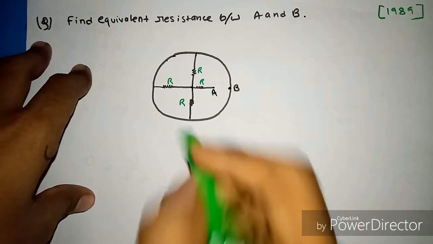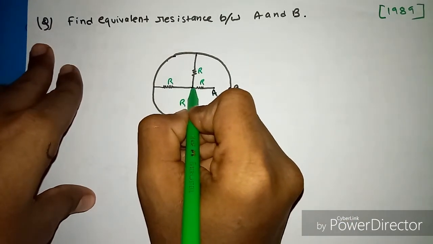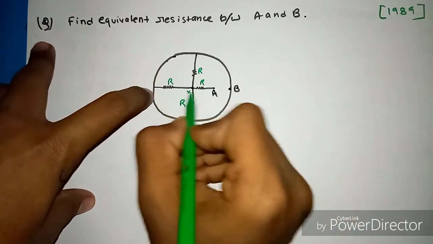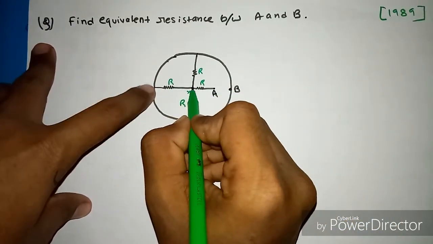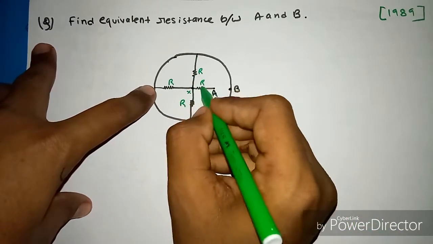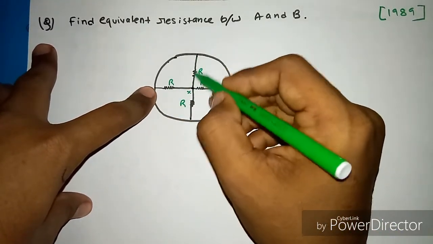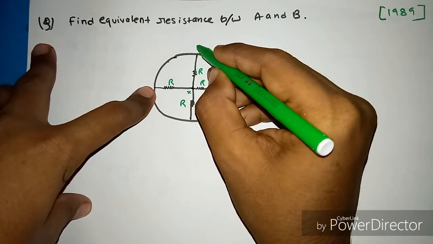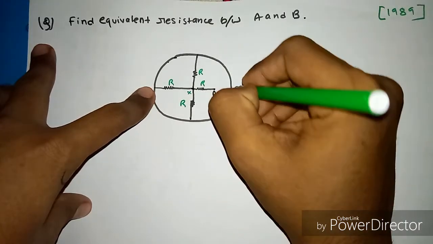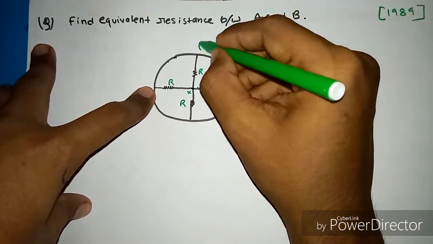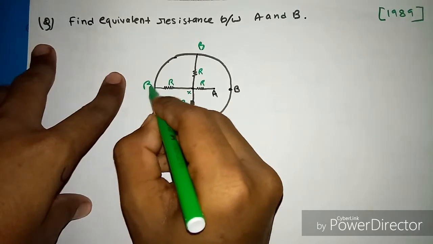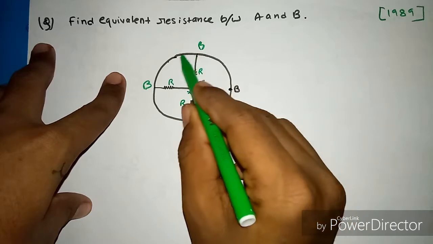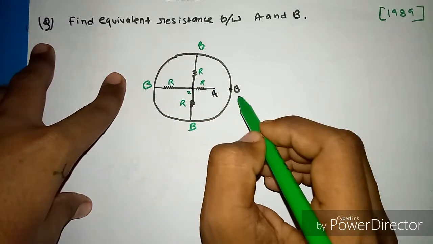So let us assume the potential at this junction be X. So all are in parallel. Okay, so we know that in parallel the potential remains the same. So at this B, here it will also be B, here it will also be B, and here it will also be B. Why? Because in the parallel circuit the potential remains the same.